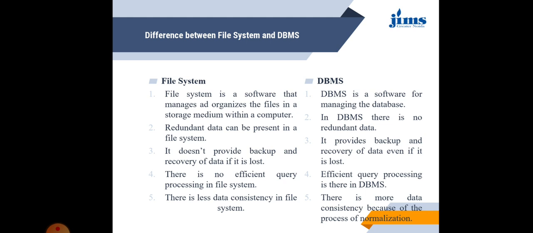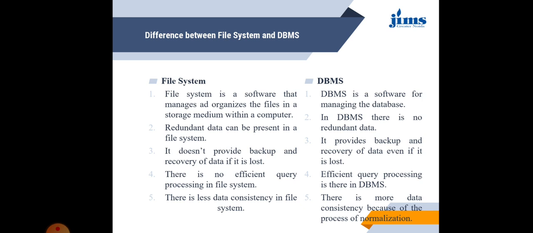In the file system, redundant data can be present. Redundant data means, suppose I am storing the names of persons, and there are so many persons' names which have the same name, so that is known as redundant data. In DBMS, there is no redundant data. Redundant data means the data which is reflected twice, thrice in the same file.